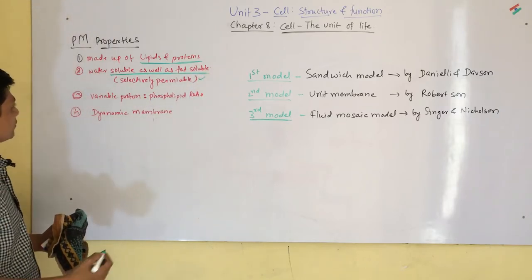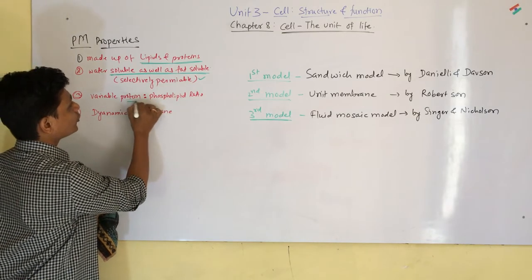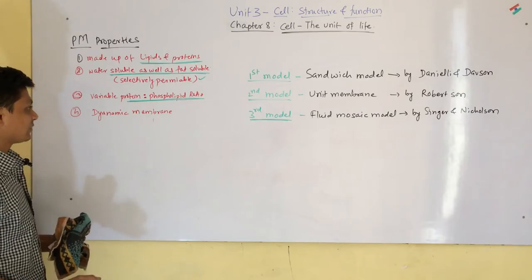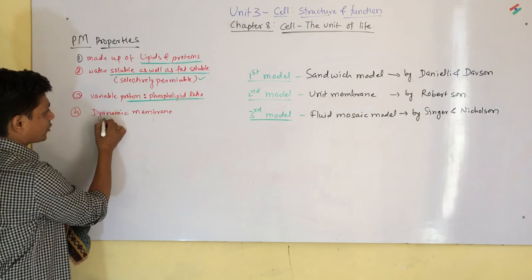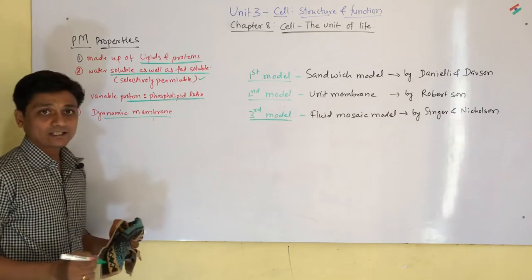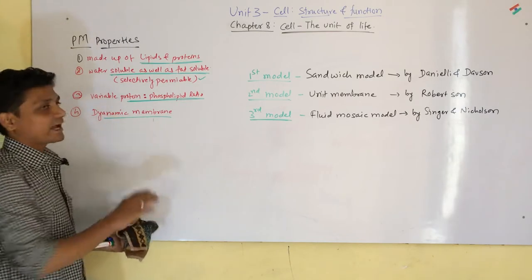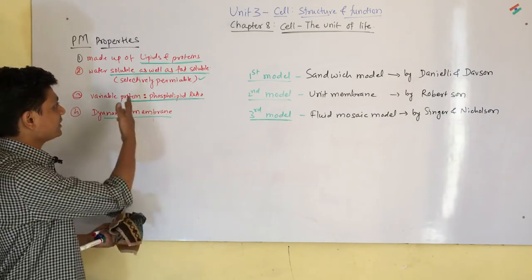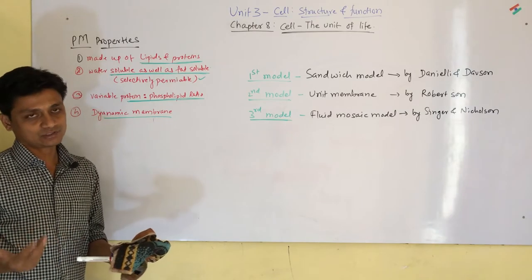Then the third one, the variable protein to phospholipid ratio. This is the third property of the plasma membrane. And the last property is dynamic nature, or dynamic membrane, meaning the plasma membrane is not static, stationary or rigid. This is the dynamic one. The models which meet these properties are selected for the study.